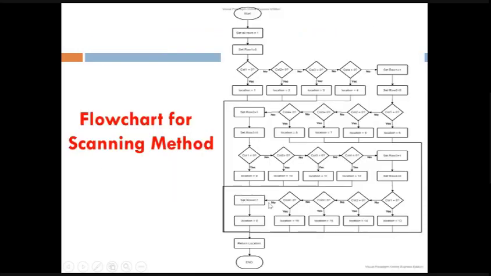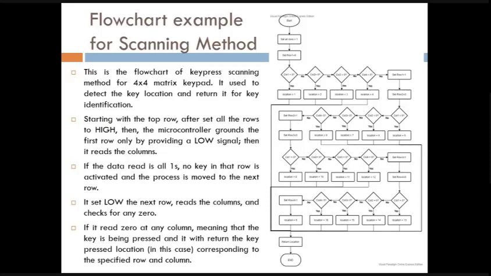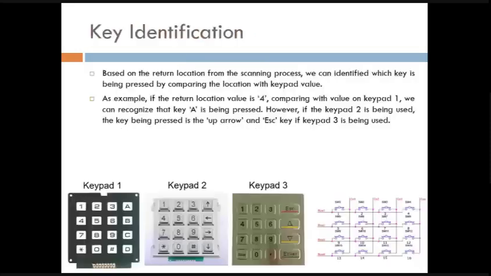Where is that particular key coming from? That is the purpose of the scanning method. This one is similar to my earlier explanation. You set one row to 0 first, and then you check each column connected to that particular row. If nothing happens, you move on to the following row. So this one will be the same.